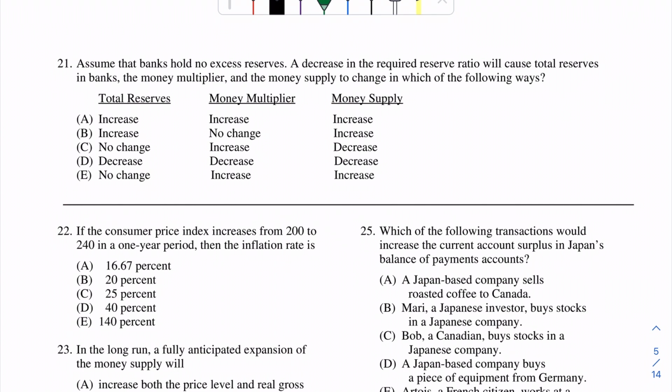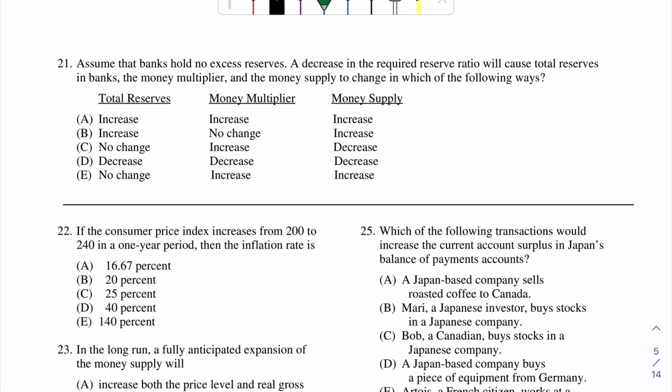All right, hey guys, now we're going to be doing 21 to 30. Assume that banks hold no excess reserves. A decrease in the required reserve ratio will cause total reserves in banks, the money multiplier, and the money supply to change in which of the following ways.